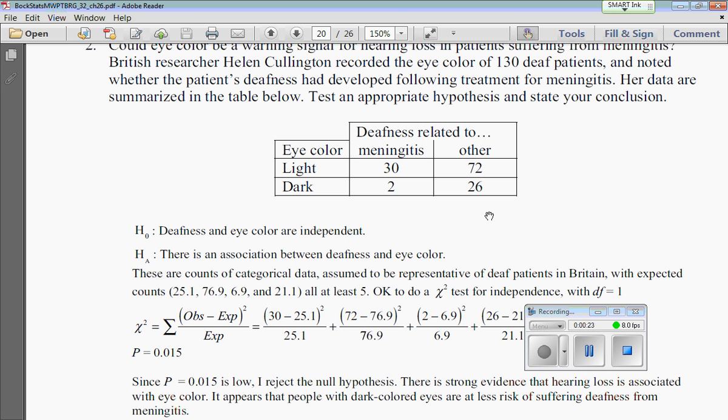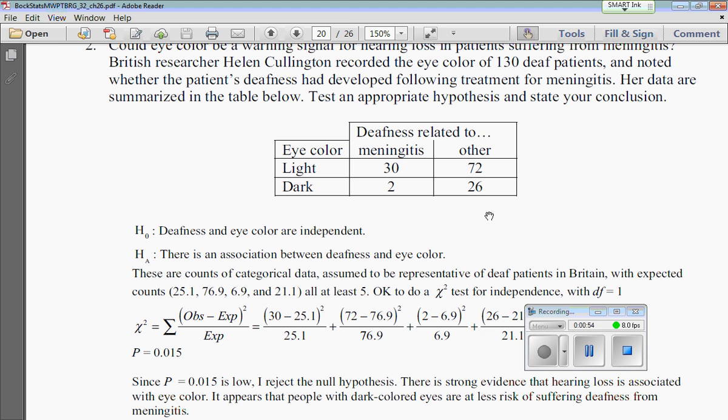The null hypothesis is always that the two variables in question, deafness and eye color in this case, are independent, and the alternative would be that there is an association or that they are dependent. Either way is okay to say. These are counts. We don't know that they're random counts, but we would assume them to be representative, and that the expected counts, which we've listed here, are at least all 5. Did you check that condition?